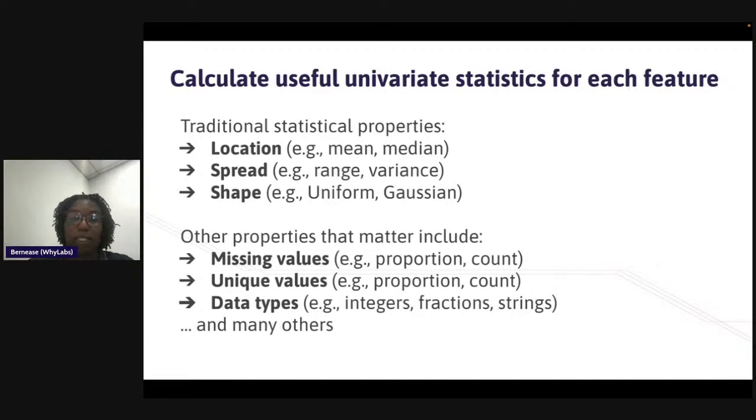But there are many other properties that we're often concerned about when we're thinking about data science in the real world, that aren't these traditional statistics, but are things like data type information. Are they integers? Are they fractions? Are they strings, right? This is something that people who've worked with databases are really familiar with. And as data scientists, we're quite familiar with as well. Missing values and unique values. So how many NaNs, or missing values or unknown values do we have in our data? What's the proportion? What's the count? Same for unique values and many, many other properties.